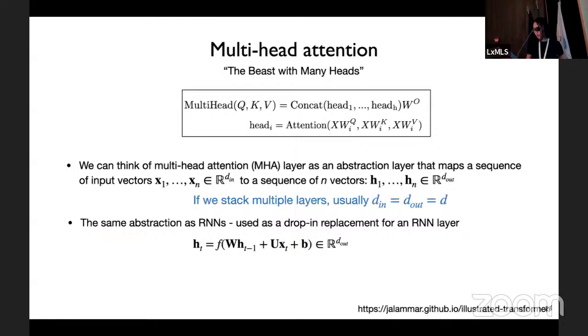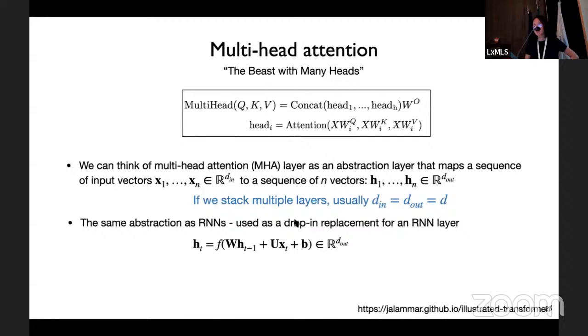Okay, so finally, I just want to put things together. Multi-head attention can be thought of as an abstraction layer that maps an input sequence x1 to xn to the output vectors h1 to hn. If we stack multiple layers of multi-head attention, you can use the same dimension throughout. So the input dimension, output dimension, and all the dimensions in between, the Q, K, V, and O matrices, should all have the same dimension.